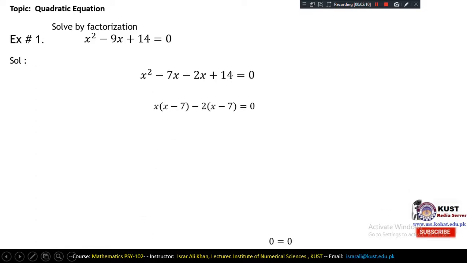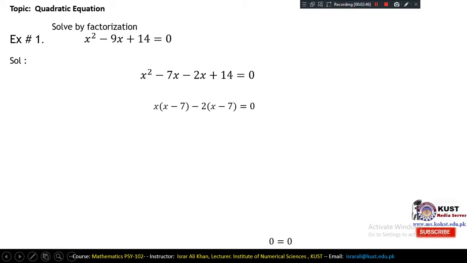The other multiplicative factors of 14 are minus 7 and minus 2. When we multiply minus 7 and minus 2, it gives us plus 14, and when we add minus 7 and minus 2, it gives us minus 9. So here we replace minus 9x by minus 7x minus 2x. When we add these two, it gives us minus 9x. When we multiply these two, it gives us 14x square.